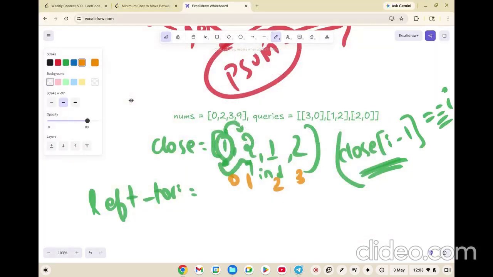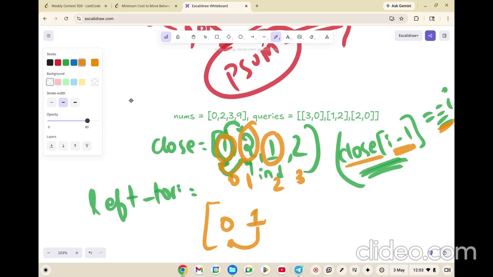Now if you want to go from this position to this position, you will again check if close of I minus 1, which is this, is it equal to I? No, it is not. So how much cost will it take? It will take 9 minus 3, which is plus 6. So 2 plus 6 will be 8. So this is the value for left to right if you want to go from left to right. Let's create one for the right to left as well, right? Right to left. So you will start from the last index, right? And what you will do, initially the value will be 0, right?